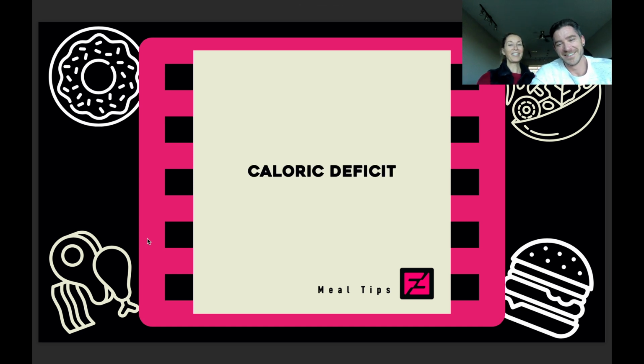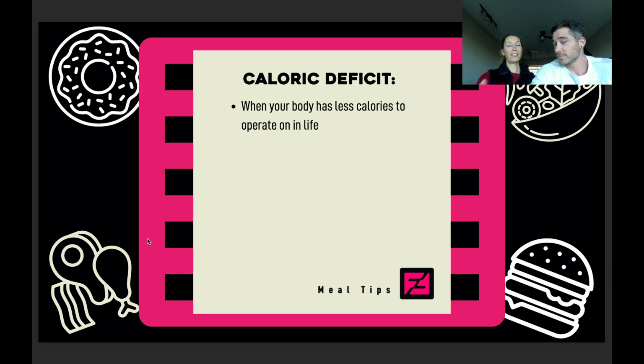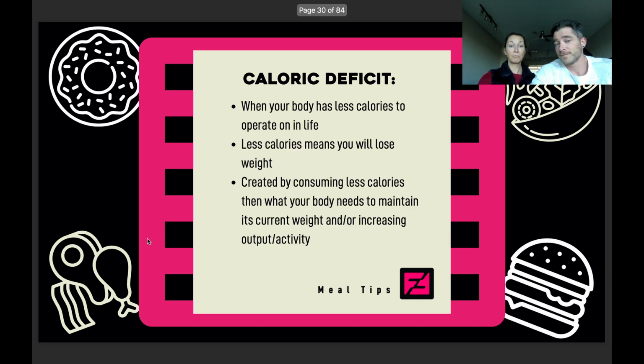All right, let's talk about a caloric deficit. A caloric deficit is when your body has less calories to operate on in life. Less calories means you're going to lose some weight. A caloric deficit is created by consuming less calories than what your body needs to maintain its current weight, and or it can be created by increasing your output or activity.